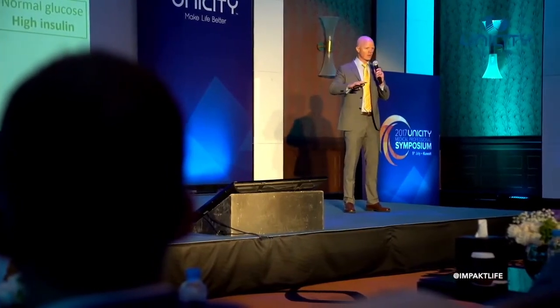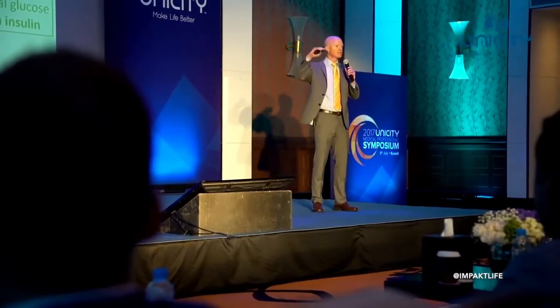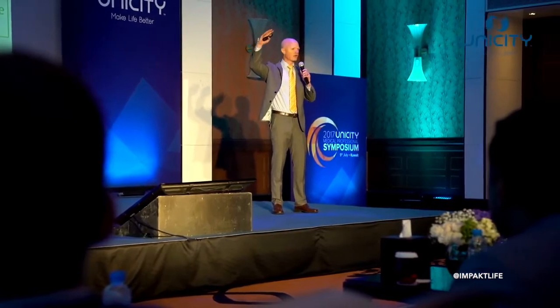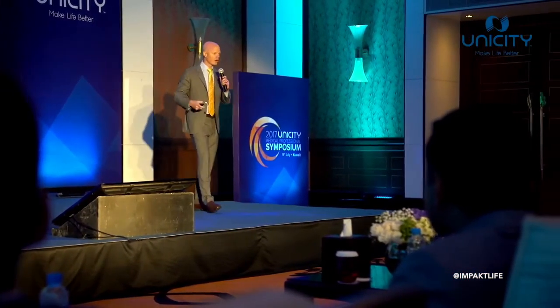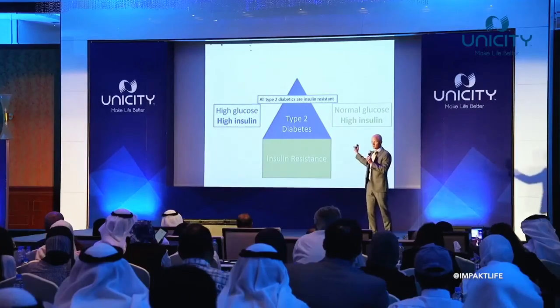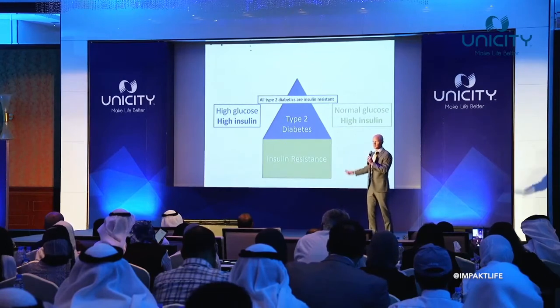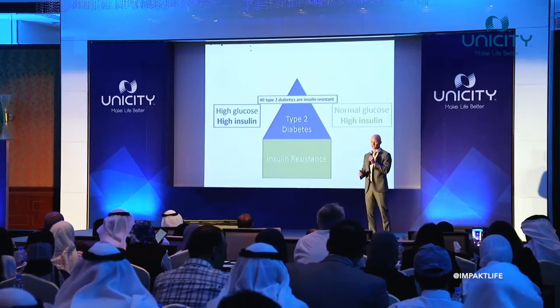In other words, you have normal glucose levels, but insulin has to be much higher in order to keep the glucose normal. Does that make sense? The body's working harder. We'll look at that more in just a second. But any person with type 2 diabetes is insulin resistant. That is a disease of insulin resistance.